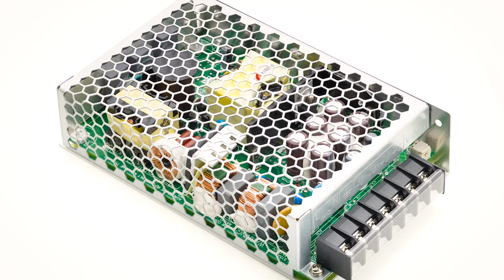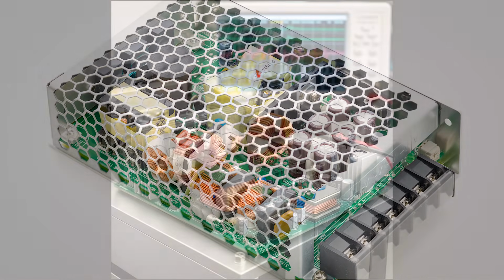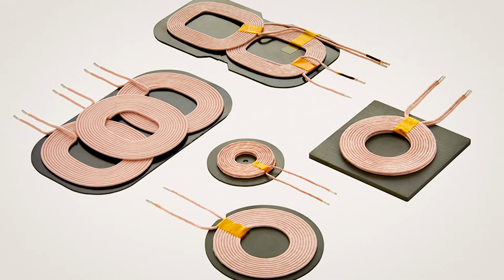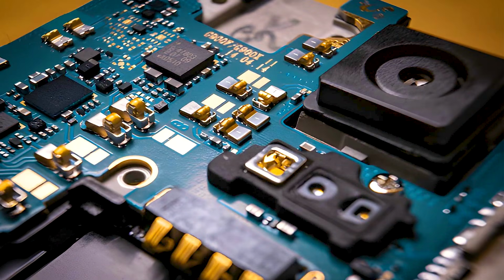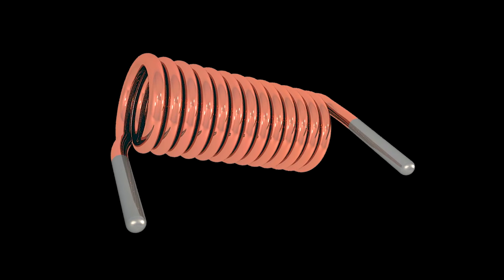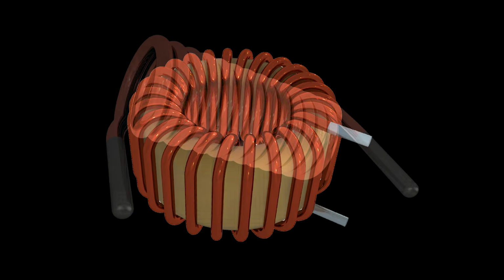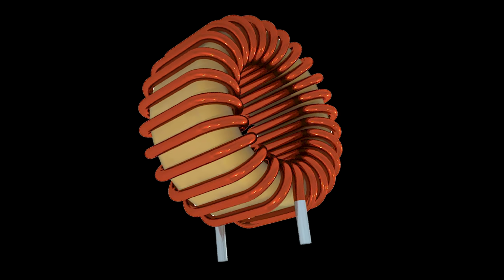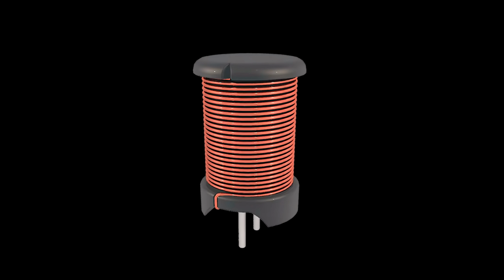You will find them inside switch-mode power supplies, motor drives, EMI filters, wireless charging systems, and even smartphone circuits. That small spiral of wire is one of the fundamental building blocks of modern electronics, proving that even the simplest component can hide deep physical principles that power our entire electrical world.